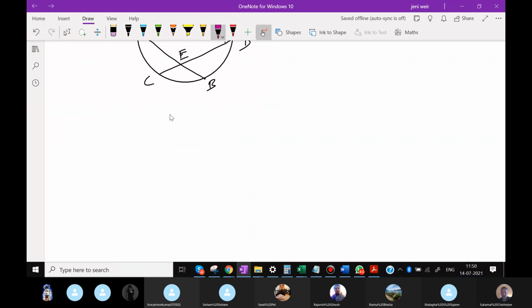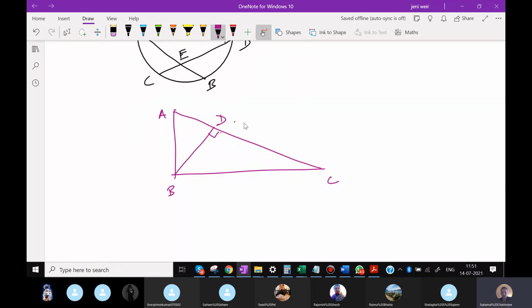If I have a right angled triangle ABC and if BD is the perpendicular from the right angle to the hypotenuse, then the maximum value of BD will be AC by 2, half the hypotenuse, right?